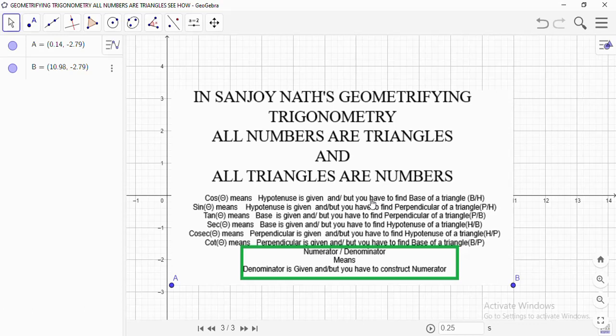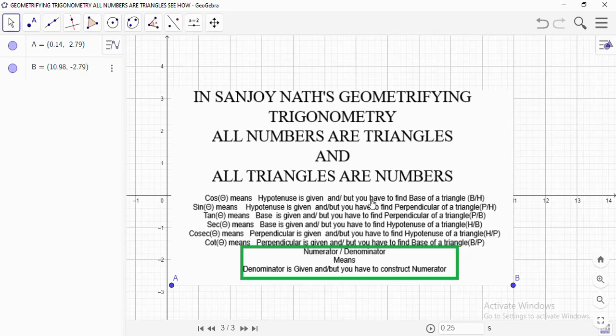How? Sec theta, we should visualize it as when the base of a right angle triangle is given, and we have to find the hypotenuse of the triangle, then we should charge sec theta. We will not say multiplying with sec theta, we will say charging with sec theta on the given base, and you will get the hypotenuse.